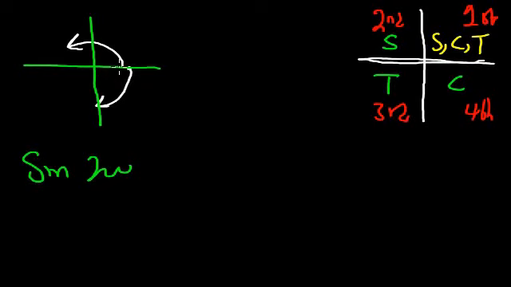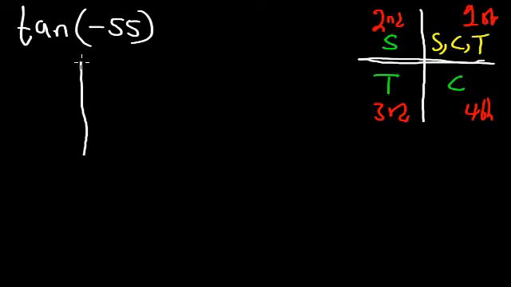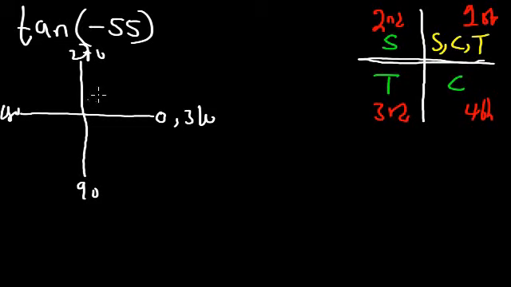So let's analyze this concept with a few examples. Example 1. What acute angle will correspond to tan negative 55? To find this out, we need to form a plane. And here is the plane. So we know that this is 0, this will be 90, this will be 180, and this will be 270, and lastly, this will be 360 for the complete rotation.